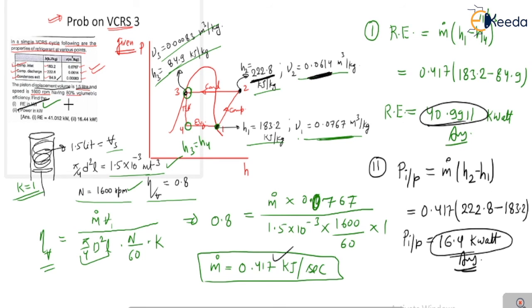This is the first answer, this is the second answer. Our answers are also given as 41.01 and here 40.9, that means 41. And here 16.44, that means here also 16.4. So this is our correct way to solve any question.